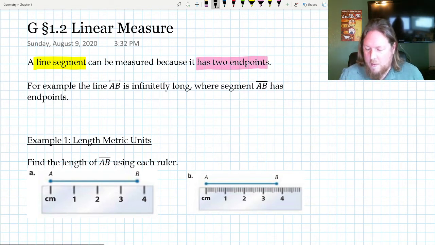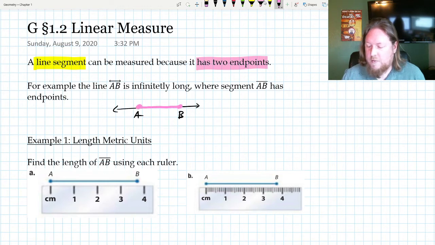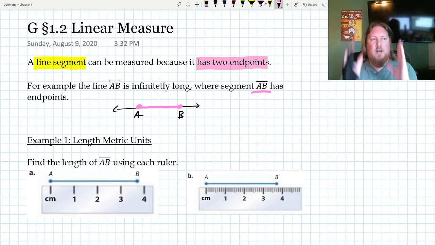So if we have a line AB, it is infinitely long. But the line segment just connects those two dots. Right? So it chops off both ends and just says, nope, I just want these little bits between these two points.